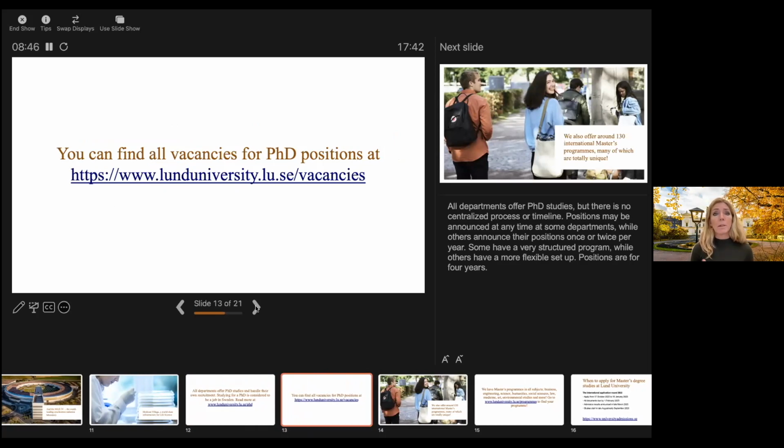Also be aware that some departments only announce their positions at a certain time of the year. For example, in February, they might announce their positions for that whole year, and then they don't do a new announcement until the next year. And some do it only once a year. But these are good pages to start looking if you're interested specifically in PhD studies. And PhD studies in Sweden are 4 years. So that's also good to know.